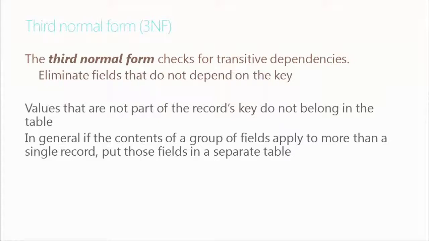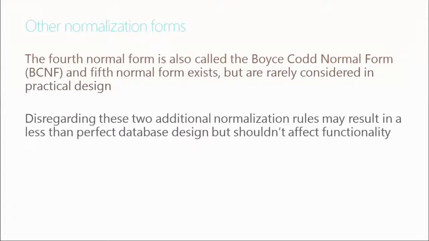In general, if the contents of a group of fields apply to more than a single record, those require a separate table. So just conceptually, all right, Brian, you've got me convinced that we want to take our CDs out of a spreadsheet and put them in a database. How do I do that? We're going to look at how we address that using this third normal form. As I said, there are a couple of other ones. There's a fourth normal form called BCNF, so I don't have to try to pronounce the names. We're not even going to worry about those.